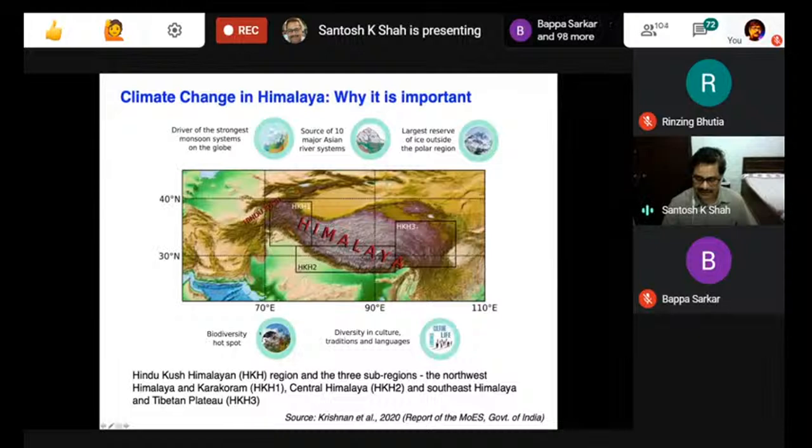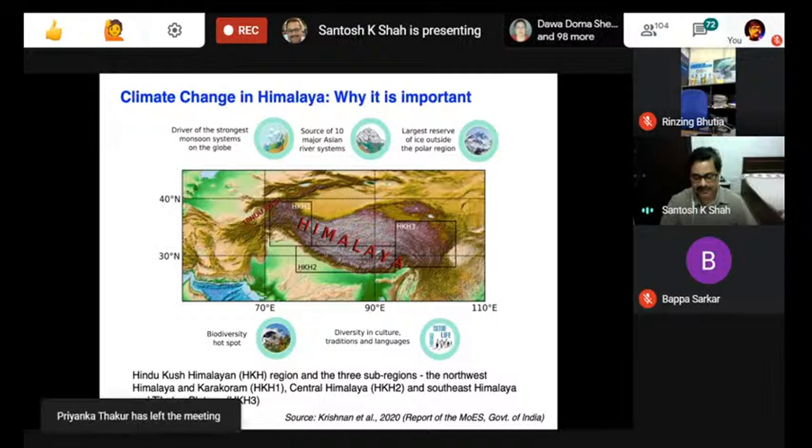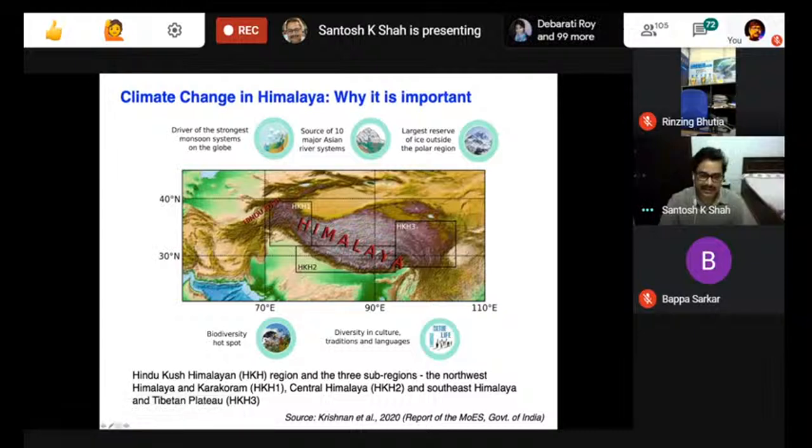And moreover, Himalaya is a high biodiversity hotspot. Like the Eastern Himalaya has a very high biodiversity level. It has a high amount of endemic plants, and moreover, it has diversity in culture, tradition and language. So all these things are affected by climate change. So it is very important to study climate change in the Himalaya.